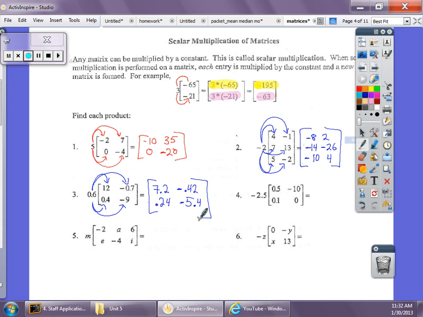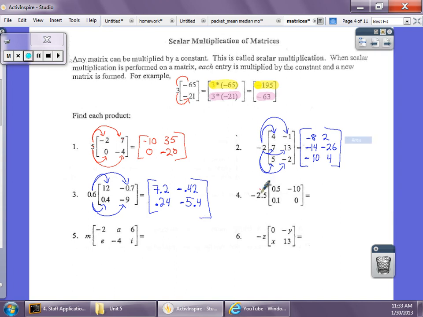When we look at number 4, we're just multiplying a decimal by a couple different decimals. We do everything the same. So we do negative 2.5 times 0.5, which gives us negative 1.25. Negative 2.5 times negative 10 is positive 25. Negative 2.5 times 0.1, negative 0.25. And negative 2.5 times 0 is just simply 0.